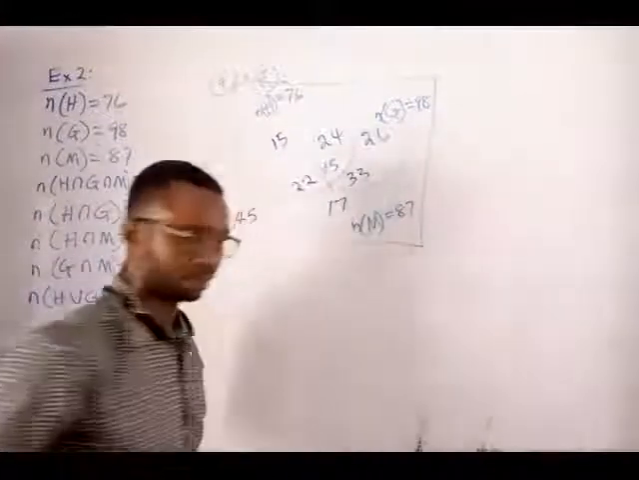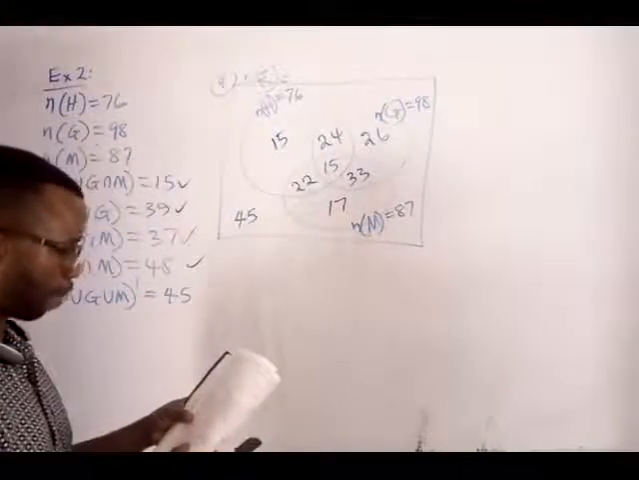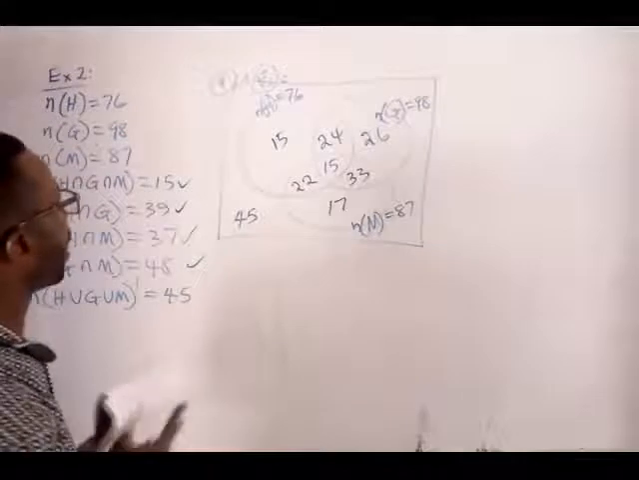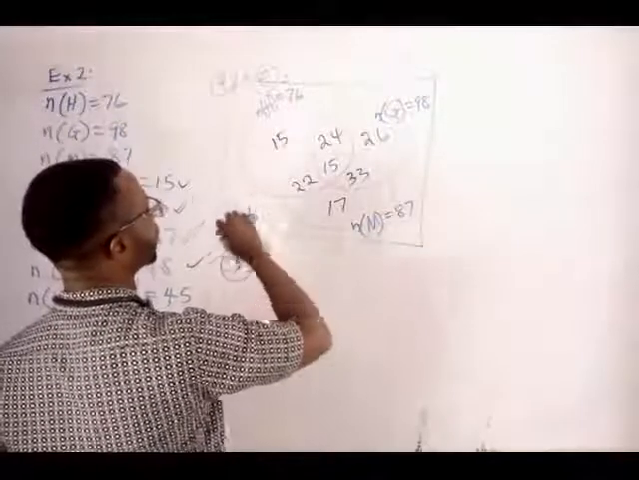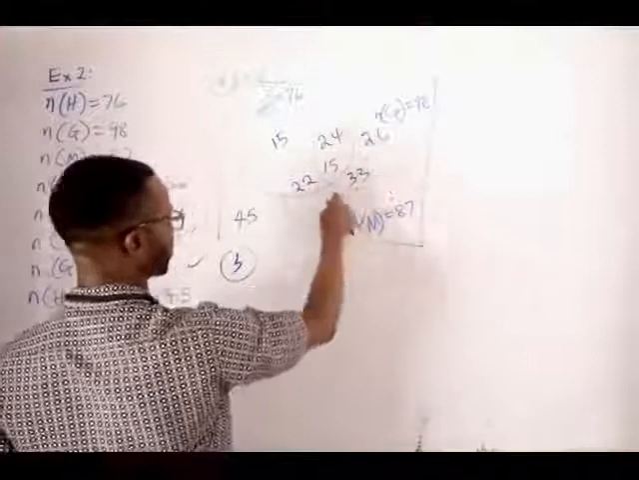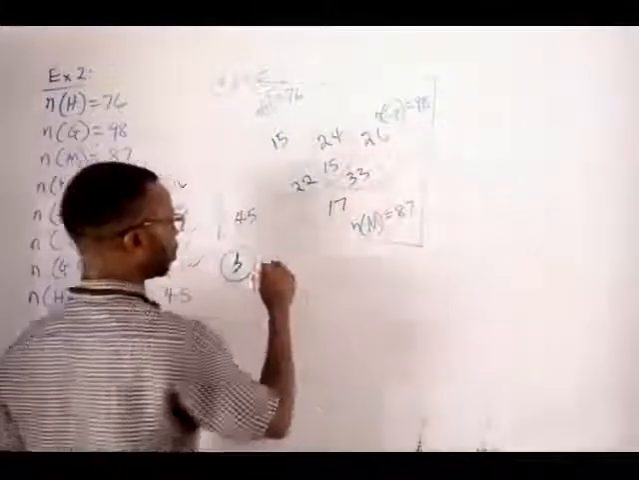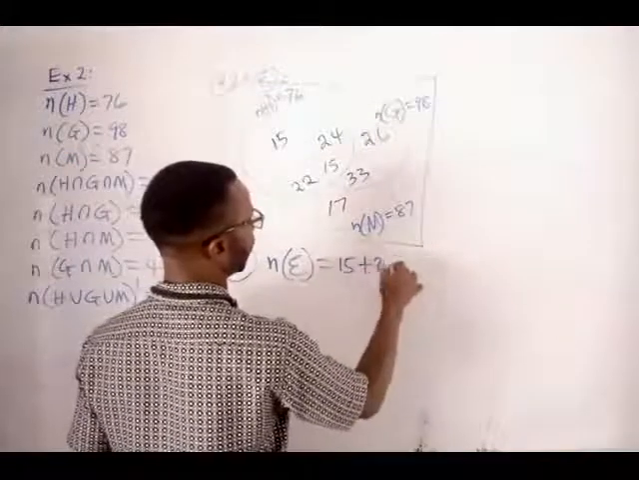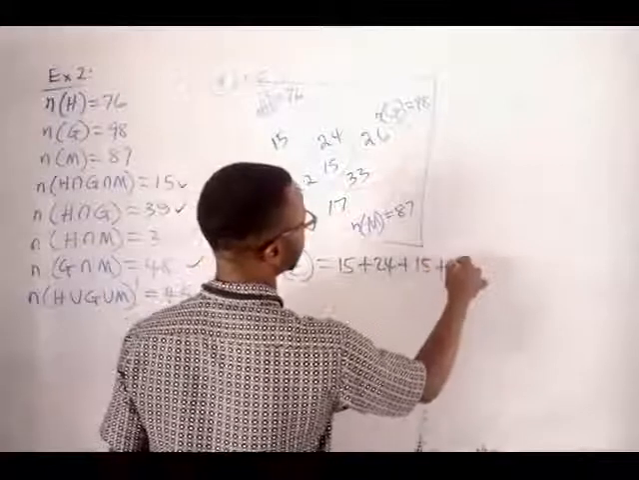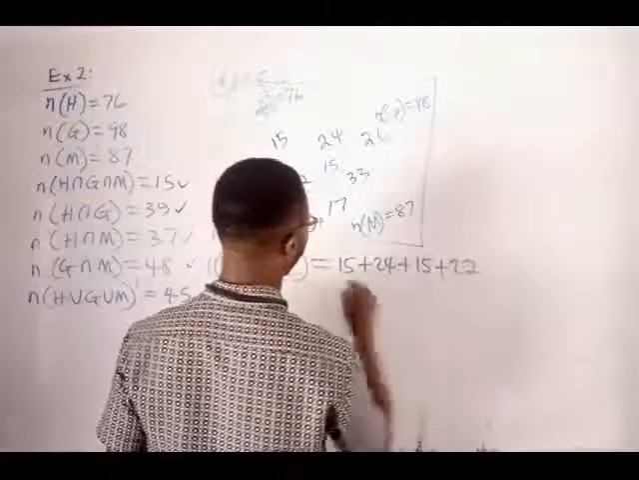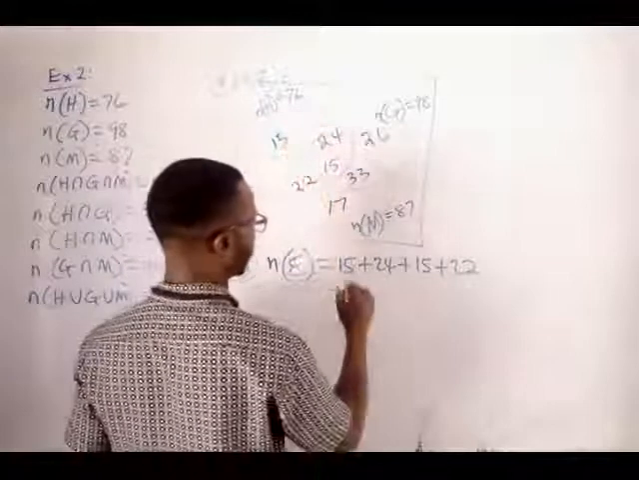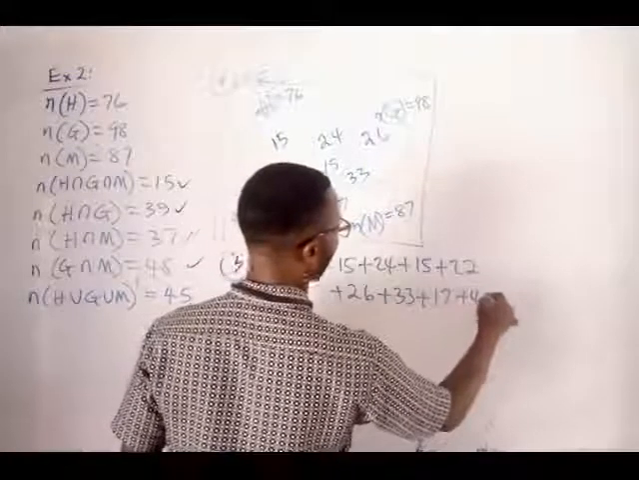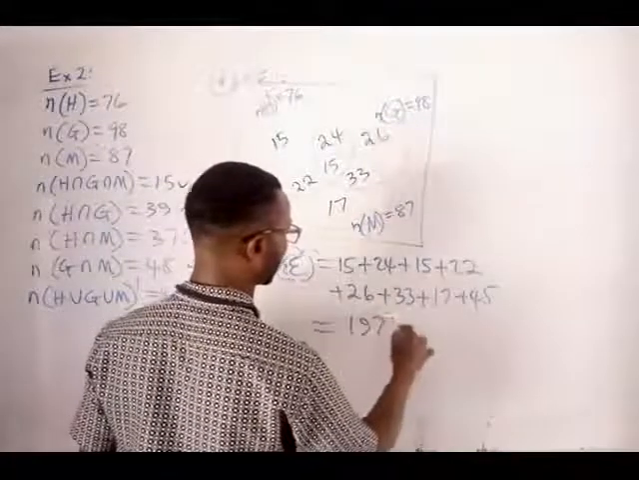So let's go to the B part. The B part says we should find how many students took part in the survey. How many students took part in the survey? That's asking us to sum up all these compartments. And that will give us the universal set, which is this. So we have 15 plus 24 plus 15 plus 22 plus 26 plus 33 plus 17 plus 45, which in the end should give you 197 students.